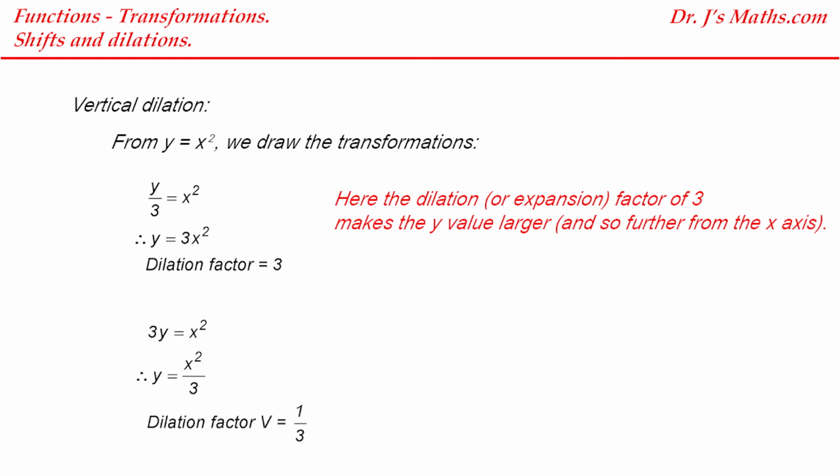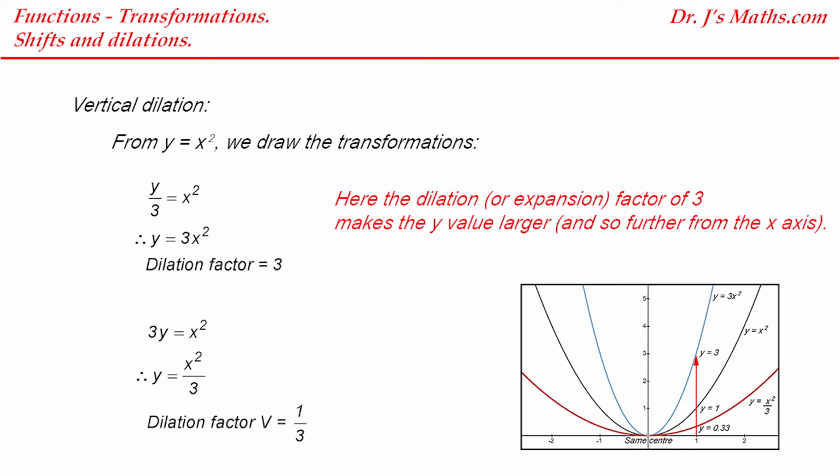If, however, we have 3y is equal to x squared, then the dilation factor is now 1/3, because it's y divided by 1/3 is equal to x squared. Clearing that, we have y is equal to x squared over 3. Consequently, the y values decrease, and we can see this from the diagram.